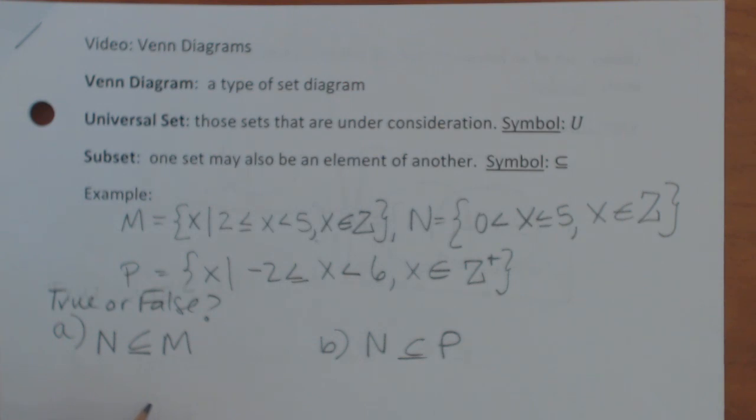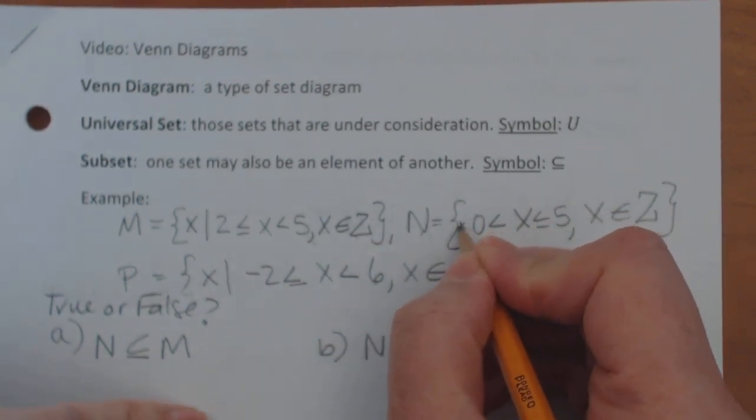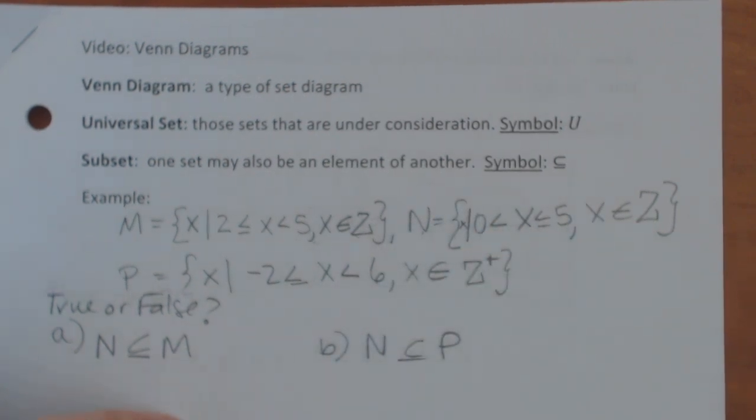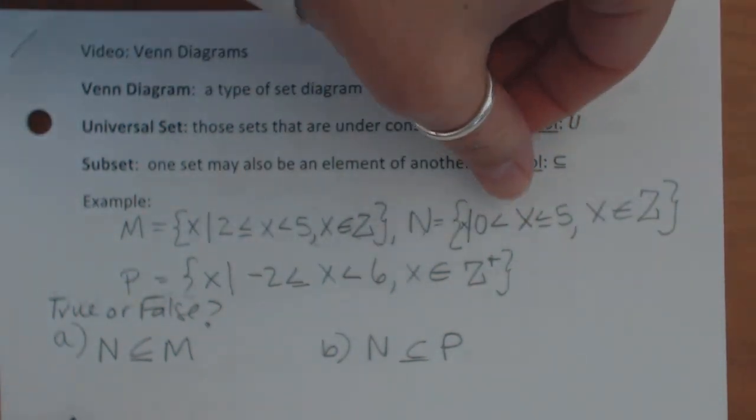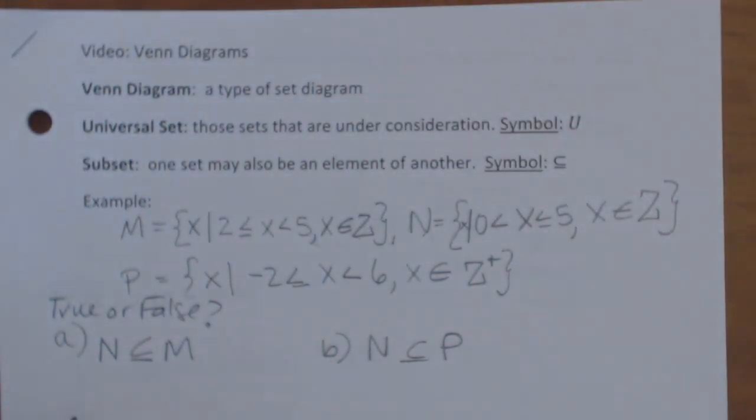Please pause the video and take a minute to write this down. We have set M, x such that 2 is less than or equal to x, which is less than 5, and we're dealing with all integers. Set N, x such that 0 is less than x, which is less than or equal to 5. There's no equal to sign underneath. And we're doing all integers as well.